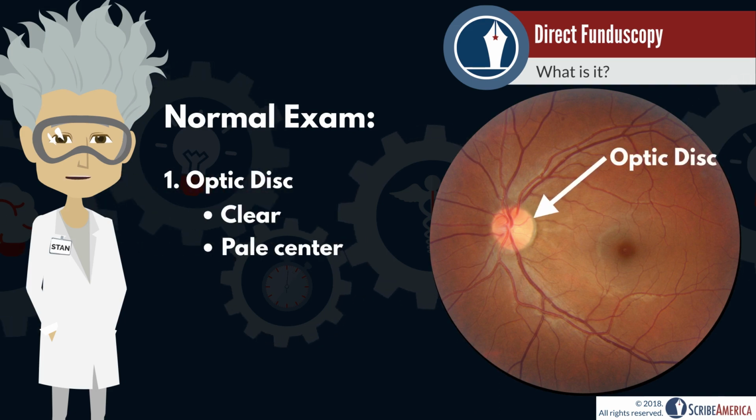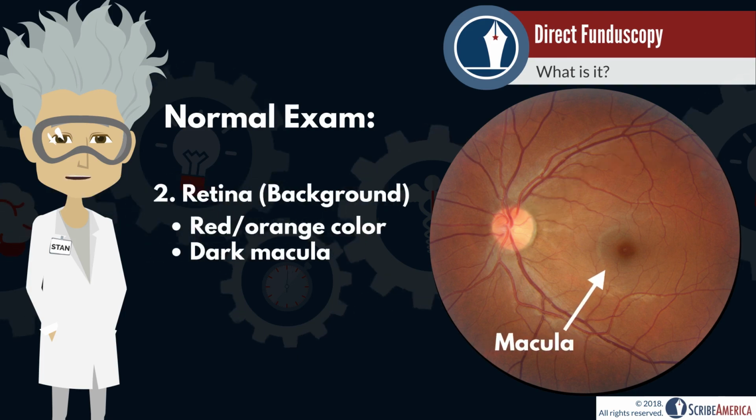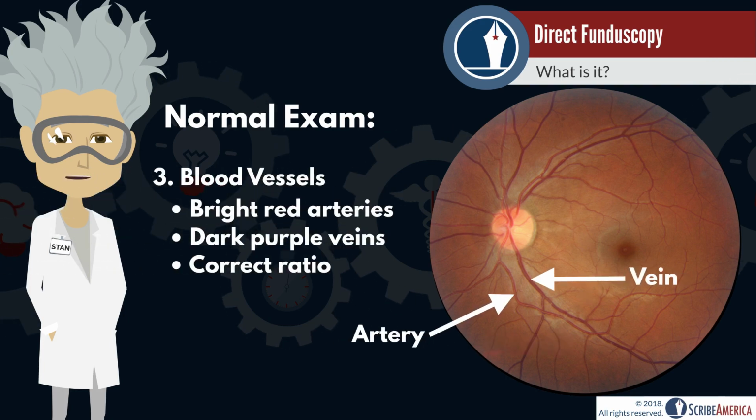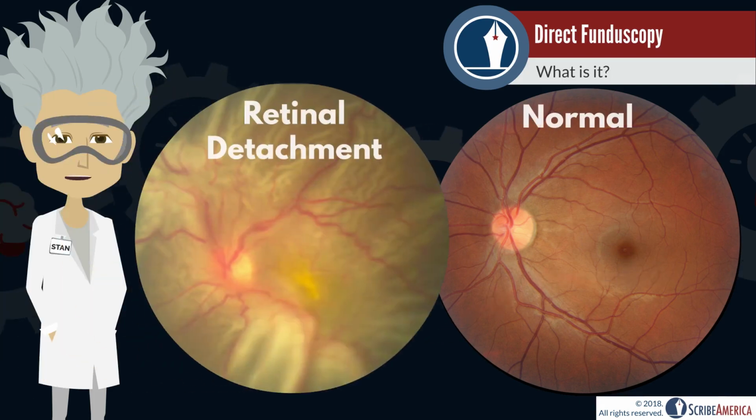The optic disc is clear and the central area of the cup is pale. Overall, the retina is a normal red or orange color and the macula is dark. The arteries are bright red and the veins are slightly purple. An arterial to venous ratio of 2 to 3 is considered normal. Changes in the appearance of one or more of these structures may indicate pathology.